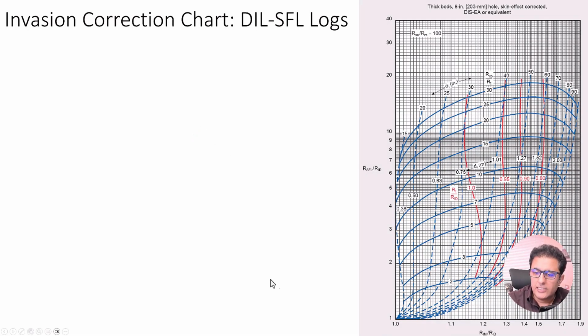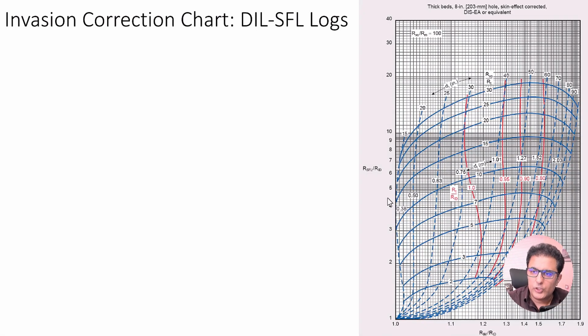As you see here, over the horizontal axis of this chart you see the ratio of RIM over RID, and over the vertical axis you see the ratio of RSFL over RID. So you may notice how we should use this chart. First of all, we calculate these ratios, RSFL over RID for the vertical axis and RIM over RID for the horizontal axis, and find their intersection.